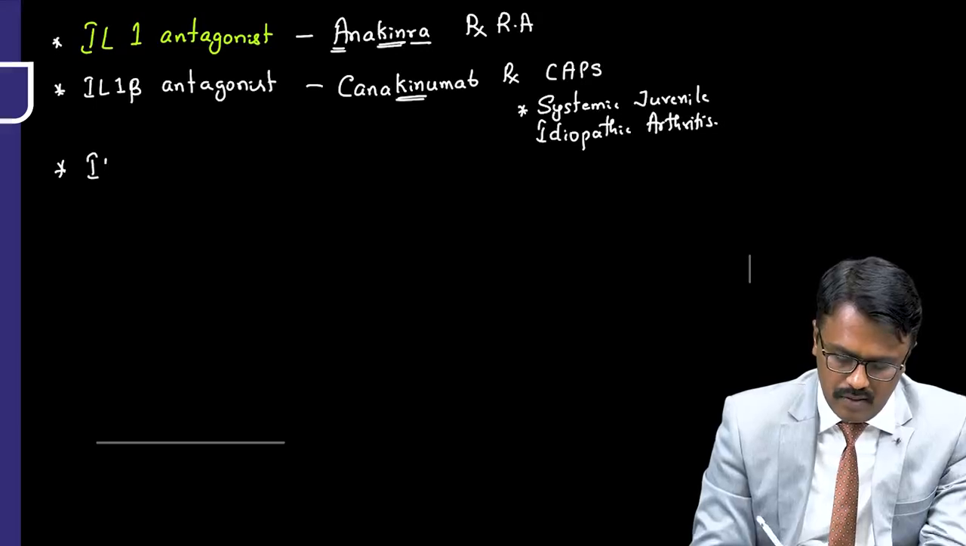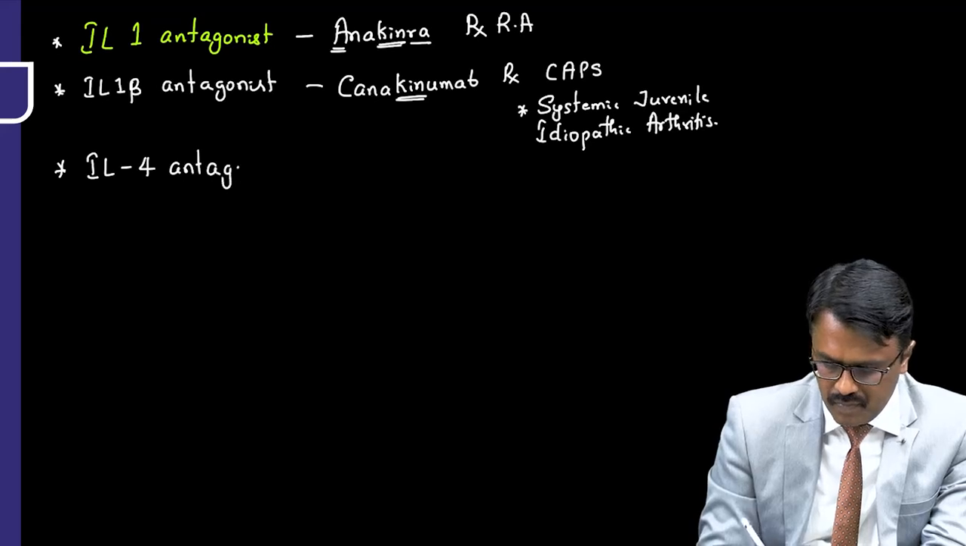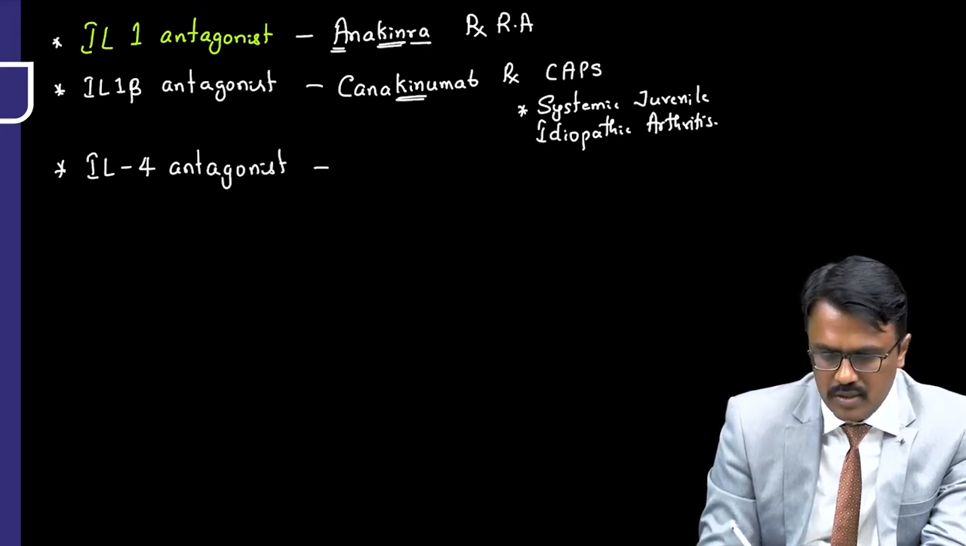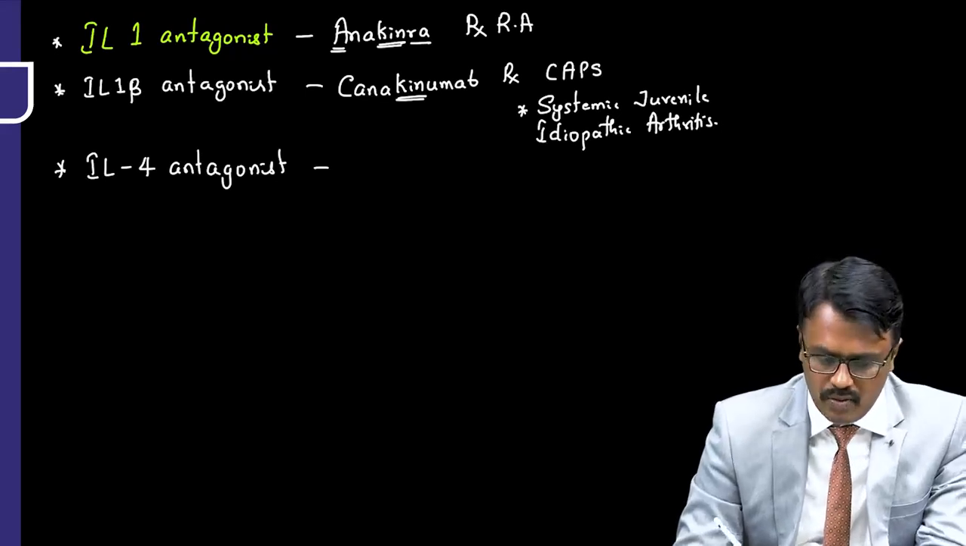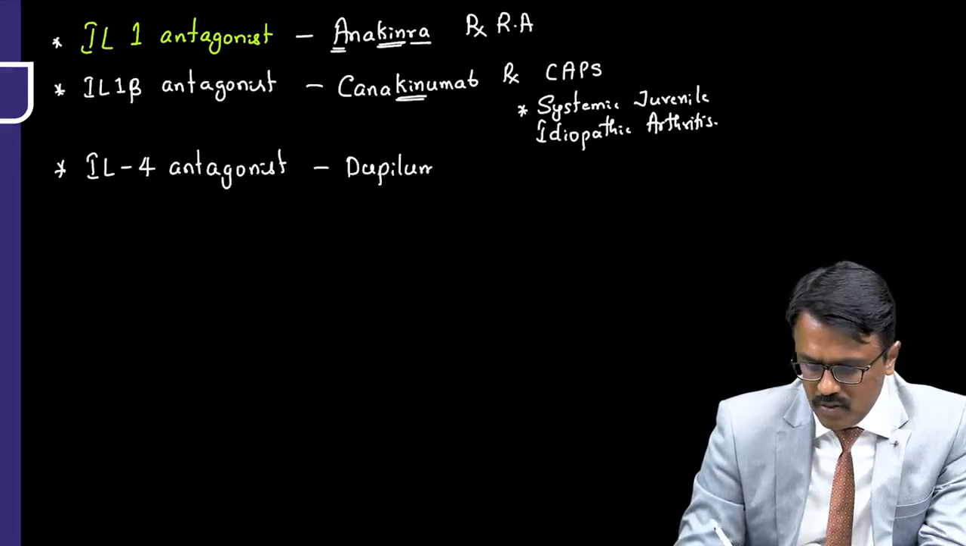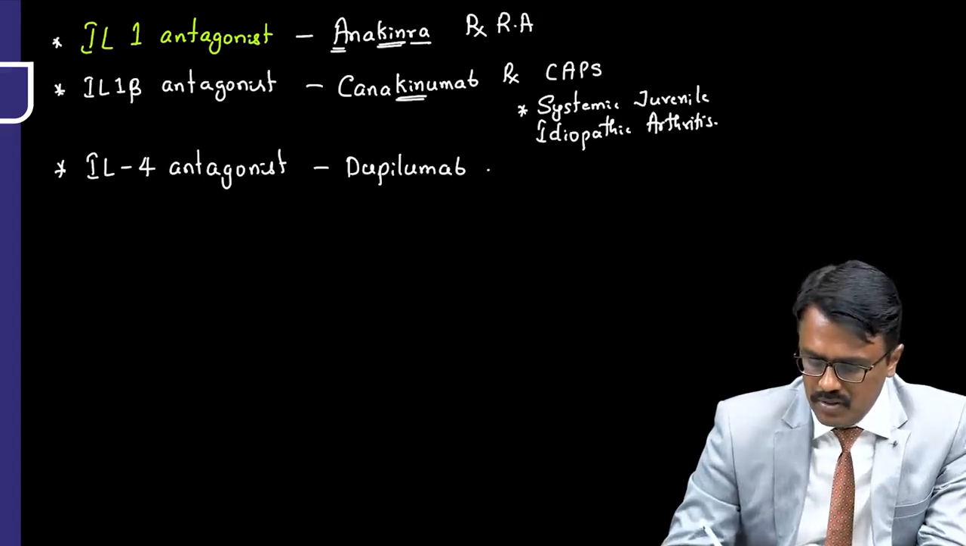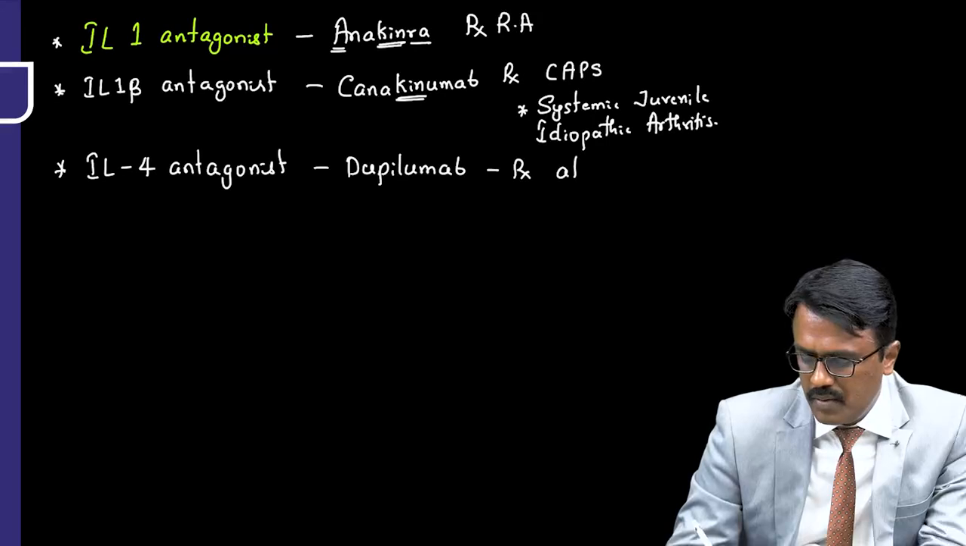Then we have the interleukin 4 antagonist. What is the name of that? It is called dupilumab. And where do you use dupilumab? It is used in atopic dermatitis.